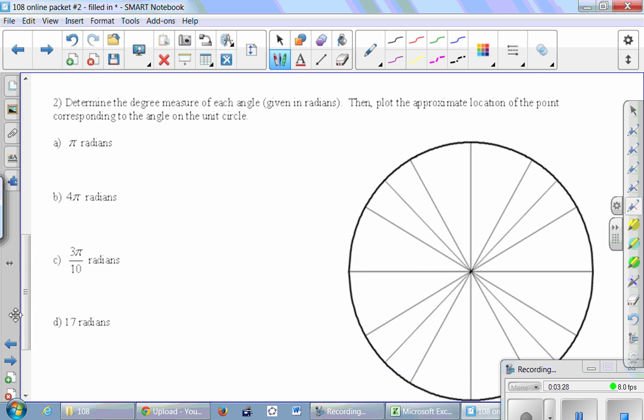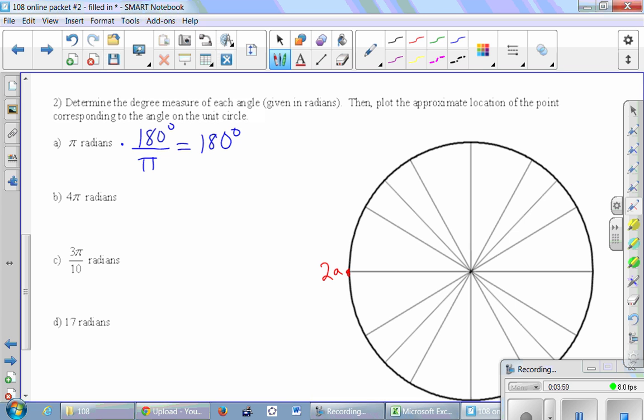Number 2, determine the degree measure of each angle given in radians, then plot the approximate location of the point corresponding to the angle on the unit circle. So this is the same exact problem as above, except going the other direction, which means we flip over the fraction we used up above. So here we multiply by 180 over pi, cancel, and we get 180 degrees, which is right here, 2A.